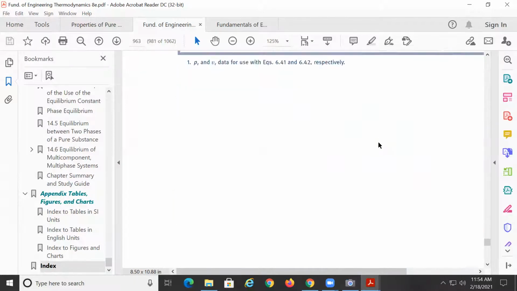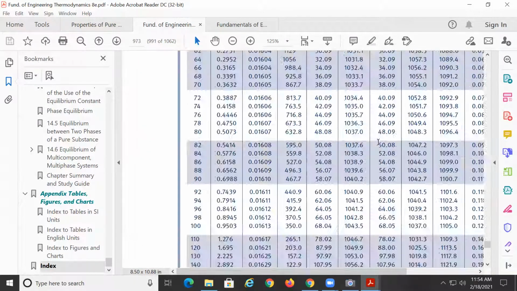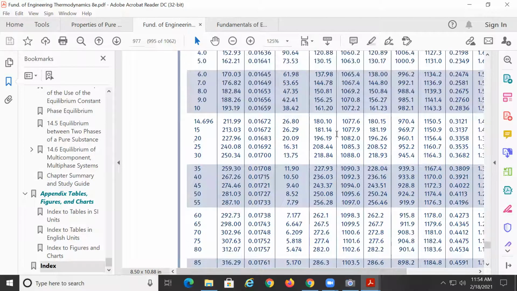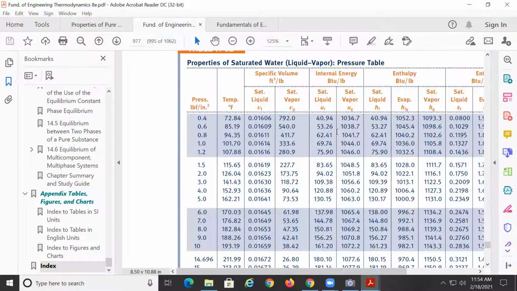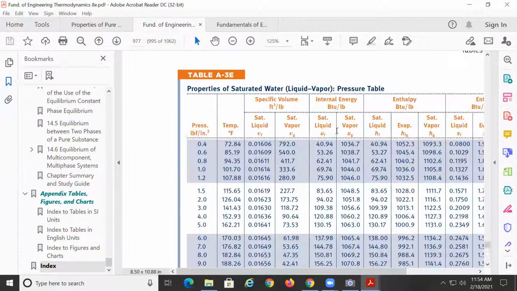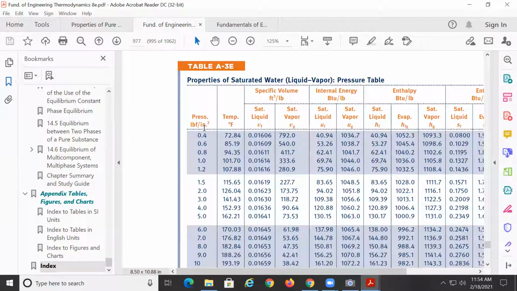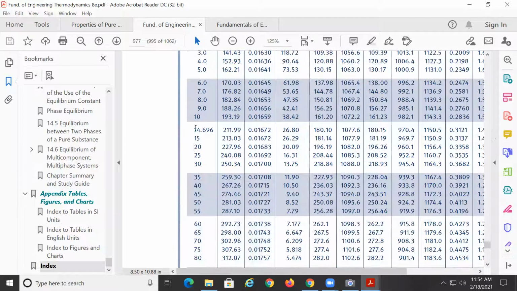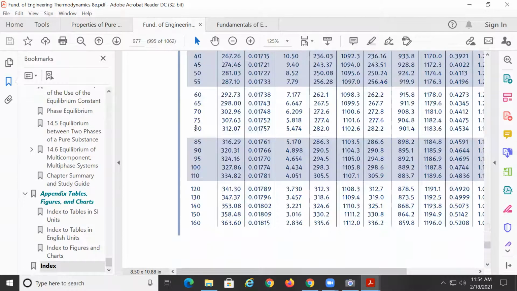So this one is still SI units. Here also has the unit. Okay, so we are here. So let's say we go to table A3E. So this is LBF in square. So what do we know about the first one? P1 is 700. So we go to this table and we're going to look at the value.